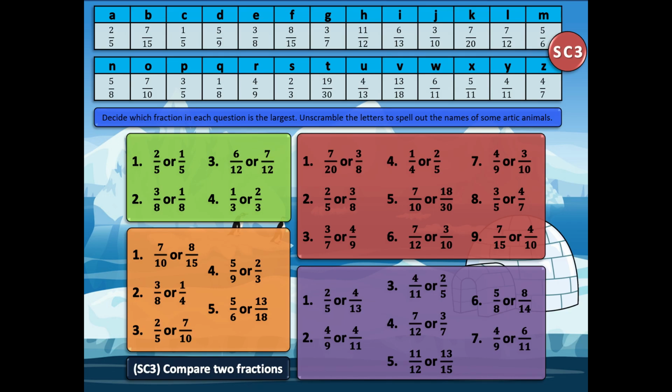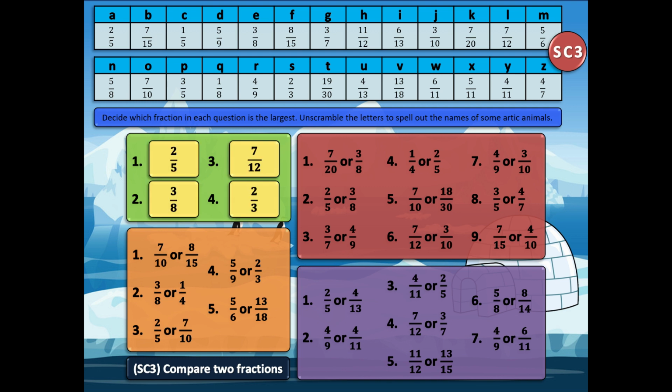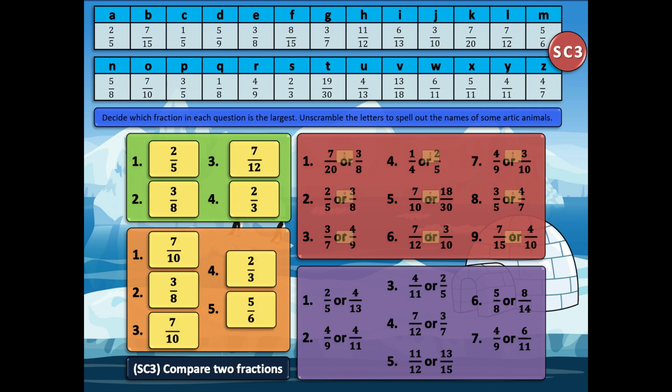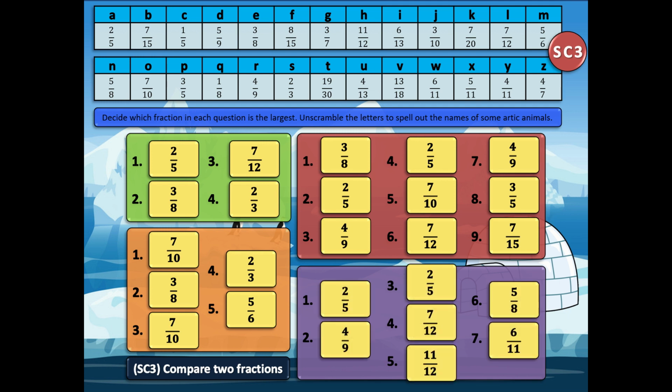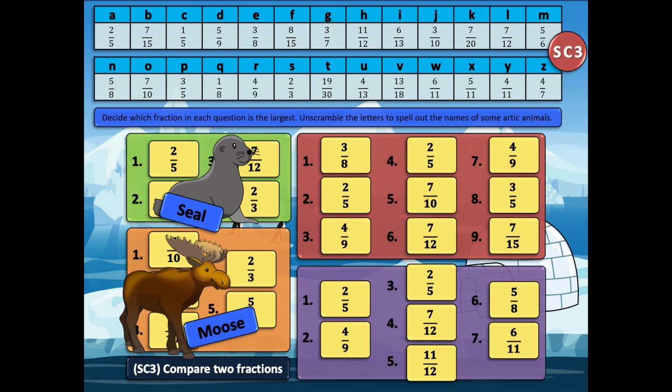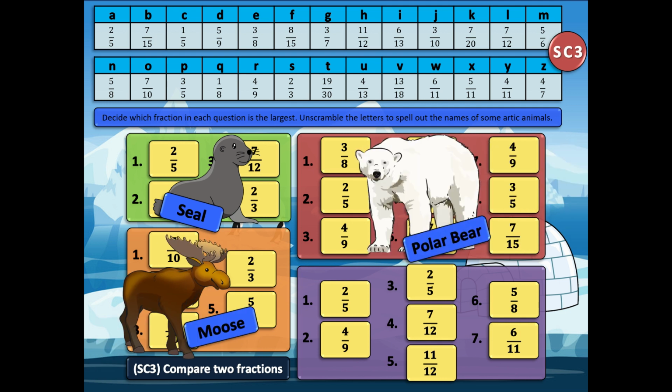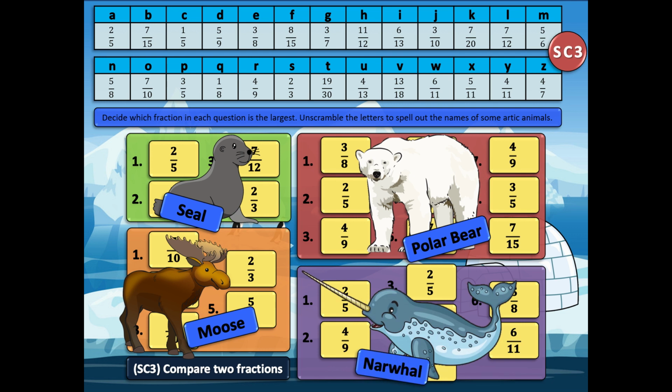Here's some questions for you to have a go at. Pause the video, and when you're ready to mark your work, press play. So here are your answers. Here's your green answers, here's your amber answers, your red answers, and your purple answers. The greens made seal, the ambers made moose, the reds made polar bear, and the purples made narwhal.